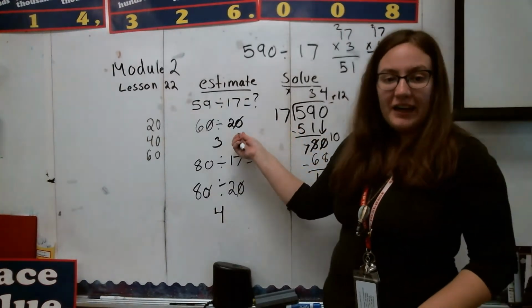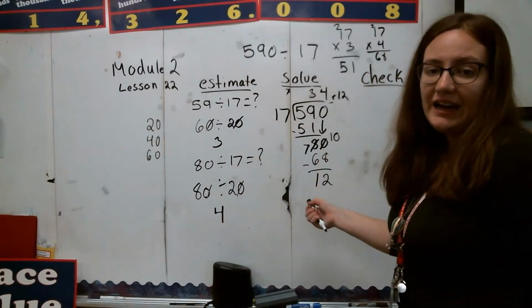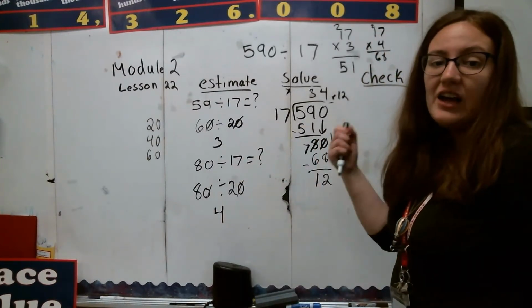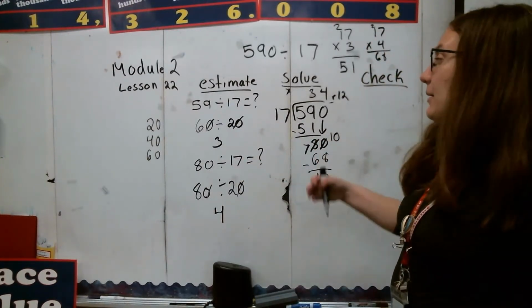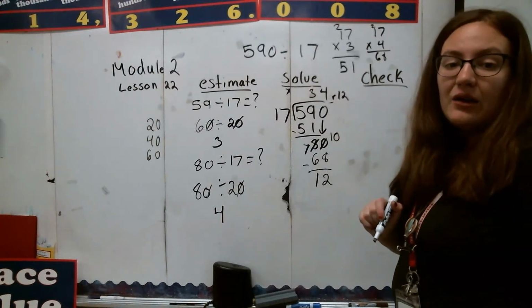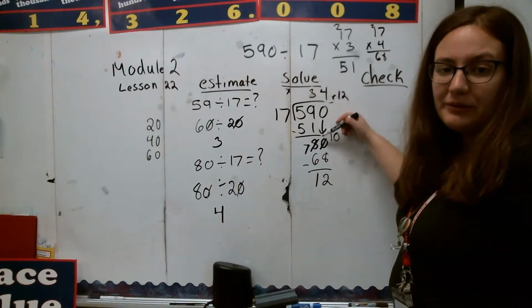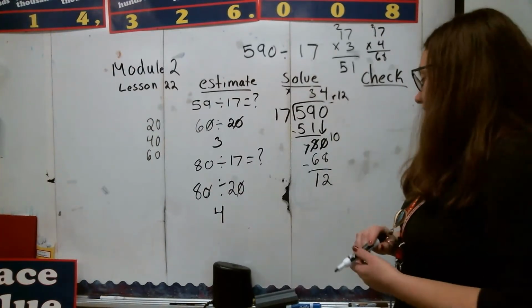You're still doing that same estimate step. You're still dividing, and we're still eventually going to be checking. The only real difference here is that we're going to have 2 steps where we have to divide, and we just need to remember to bring down that next place value.